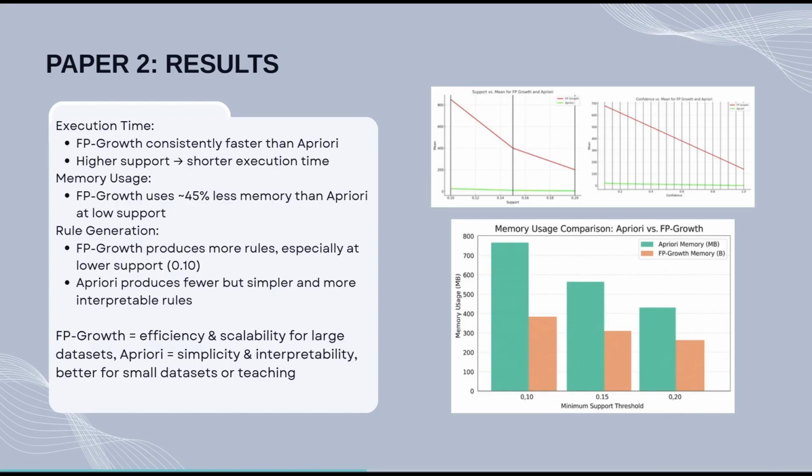So overall, FP growth is faster, uses less memory, scales better, and produces more rules, especially at lower support levels, while a priori is slower, generates fewer rules, and becomes inefficient when support is low. Through linking their results to e-commerce needs, they state that FP growth is better for large datasets and real-time recommendation systems, while a priori may still be preferable if someone wants more interpretable steps, like for teaching or smaller datasets.